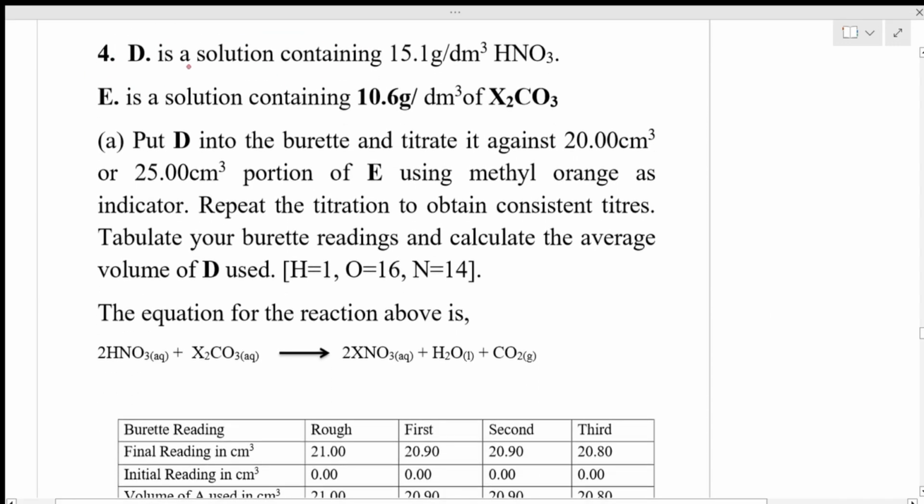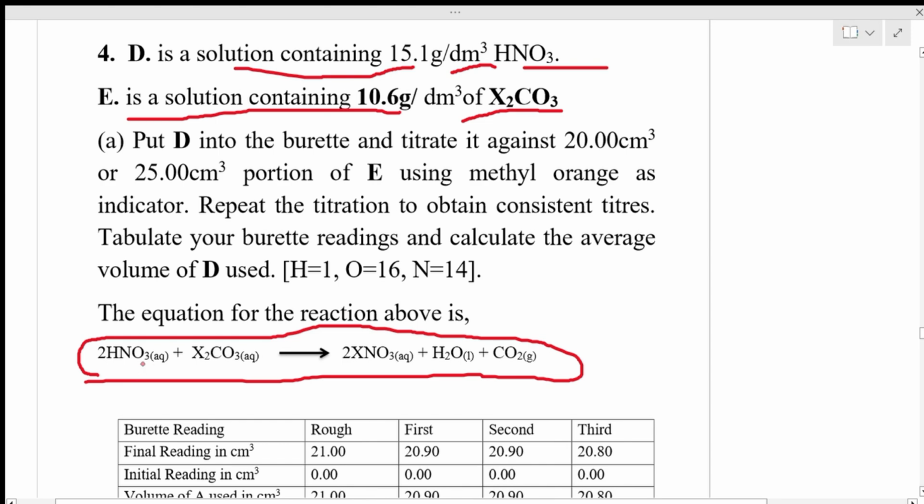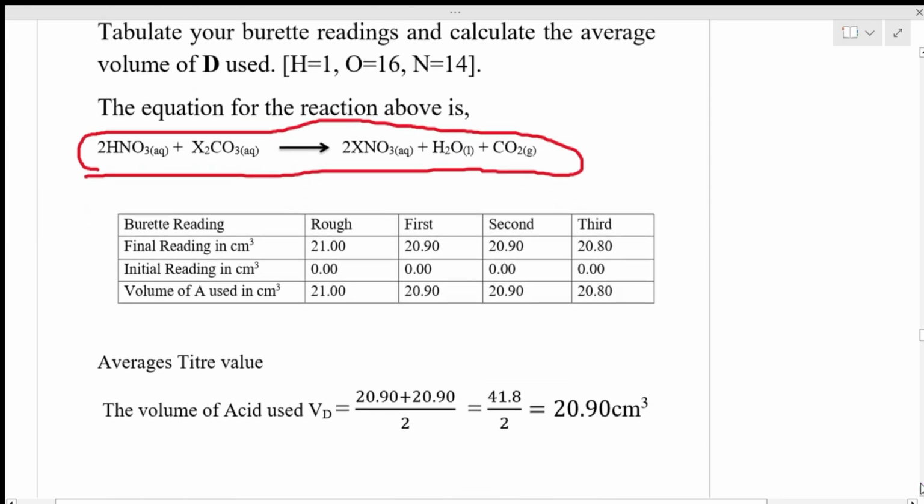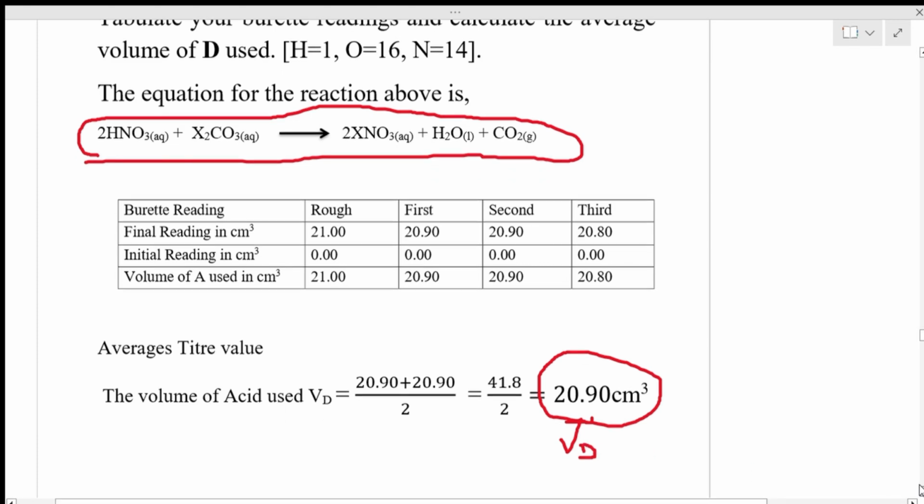Experiment 4 is a solution containing 15.1 gram per dm³ of HNO3, and it contains 10.6 gram of X2CO3. This is the balanced chemical equation for this particular experiment: 2 moles of HNO3 reacting with 1 mole of X2CO3. In this question too, we don't know what X is. So let's see what the question will tell us to do. This is the volume of acid we are using, which is tagged as VD, because this is representing the acid in this particular experiment.